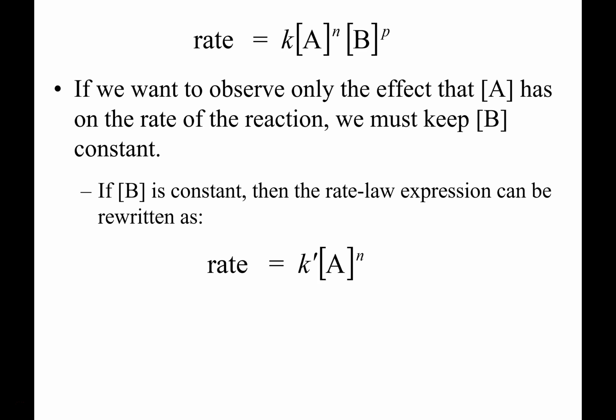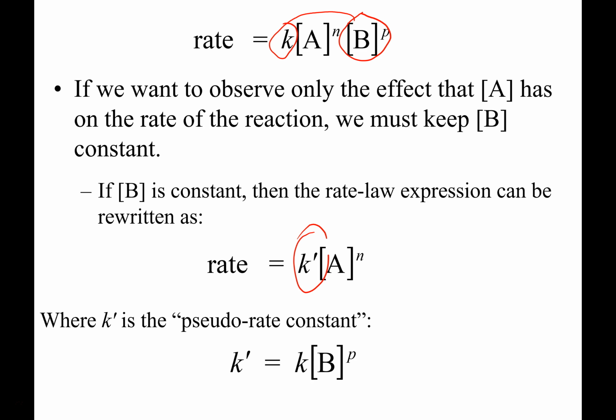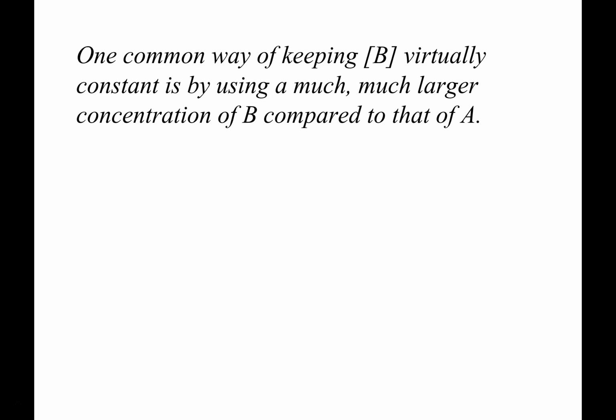So all this is saying is, since this is constant because of how we're going to run the experiment, I can combine these two constants into what's called a pseudo constant, or K prime. That's all it is. Okay, so K prime, pseudo constant. We'll worry about that later. So we can now do a time concentration plot of the molar concentration of A, the natural log of A, and the inverse of A to see what we've got going on. So how are we going to keep B constant?